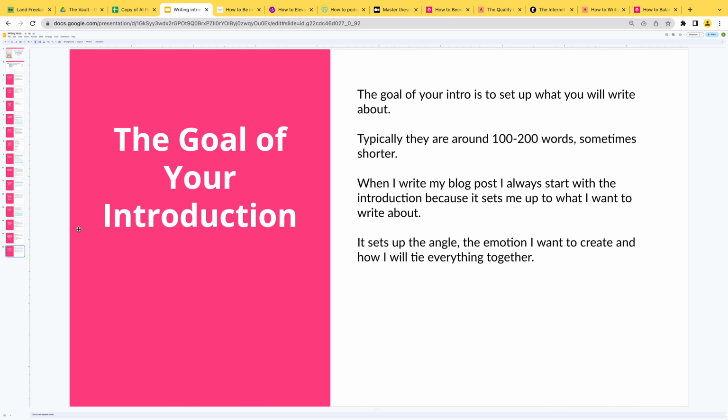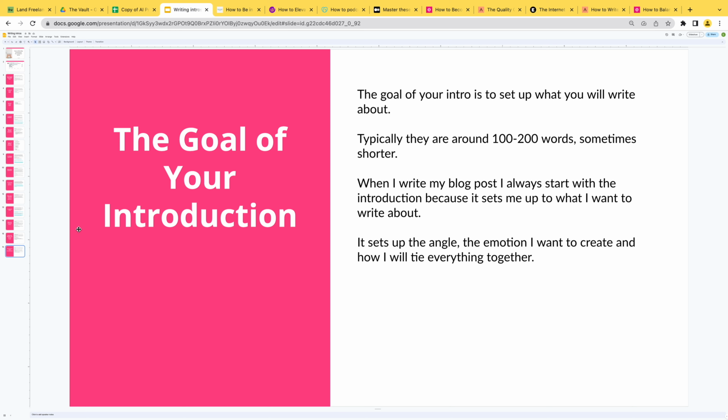keep reading. If you don't know, the goal of your introduction is to set up what you will write about in your article. So typically introductions are around 100 to 200 words, sometimes shorter. When I write my blog post, I always start with the introduction because it sets me up for what I want to write about. It gives me the angle, the emotion I want to create, and how I will tie everything together, right? But some writers don't do that.